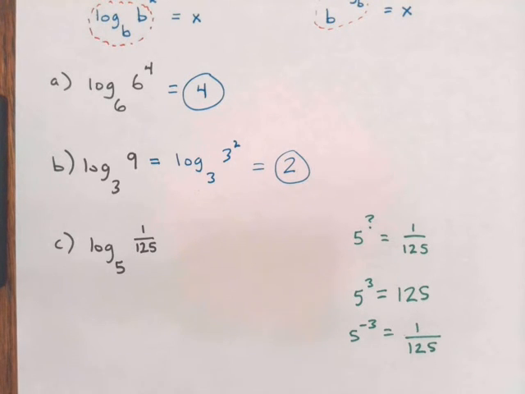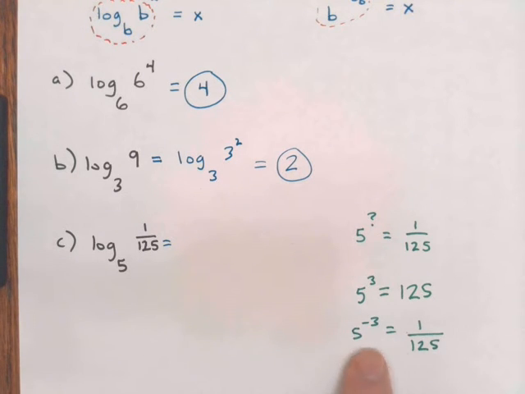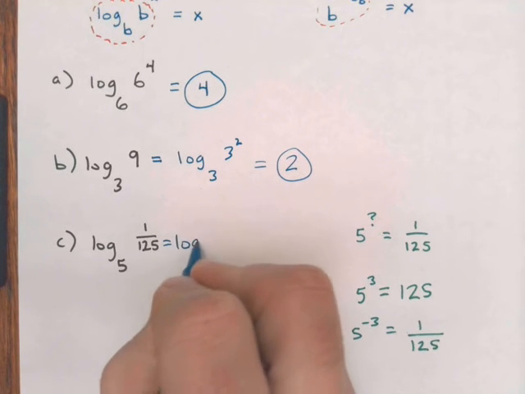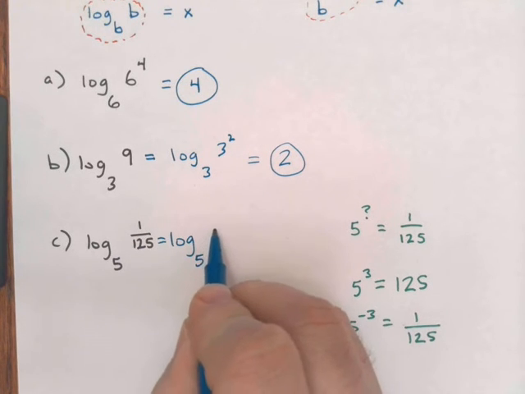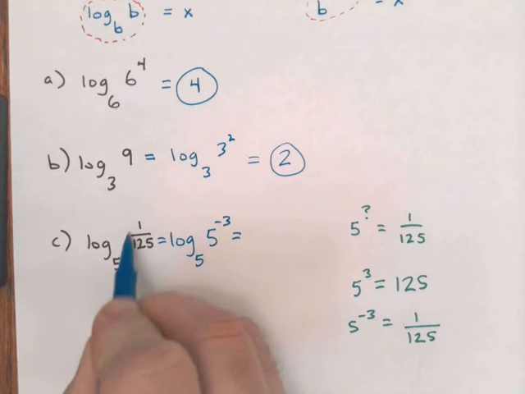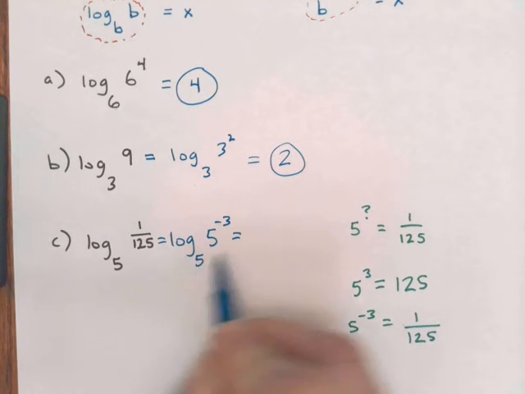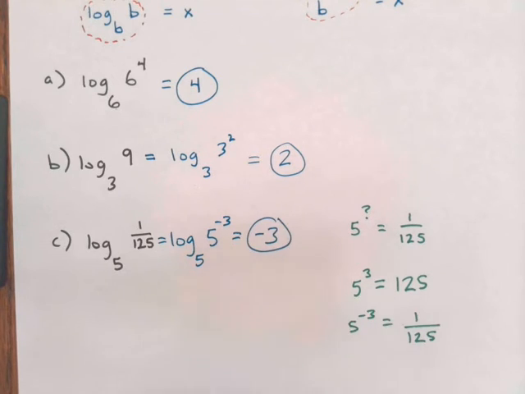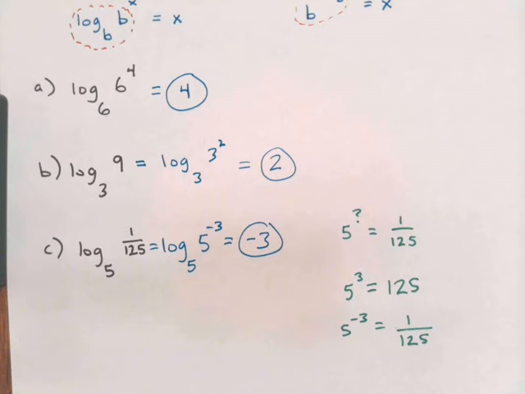So we can rewrite 1 over 125 as 5 to a power. So this is log base 5 of, and 1 over 125 is 5 to the negative 3 power. So I was able to write our number here so that the base of the log and the base of the exponent matched. And now we can use this property once again to simplify that down.